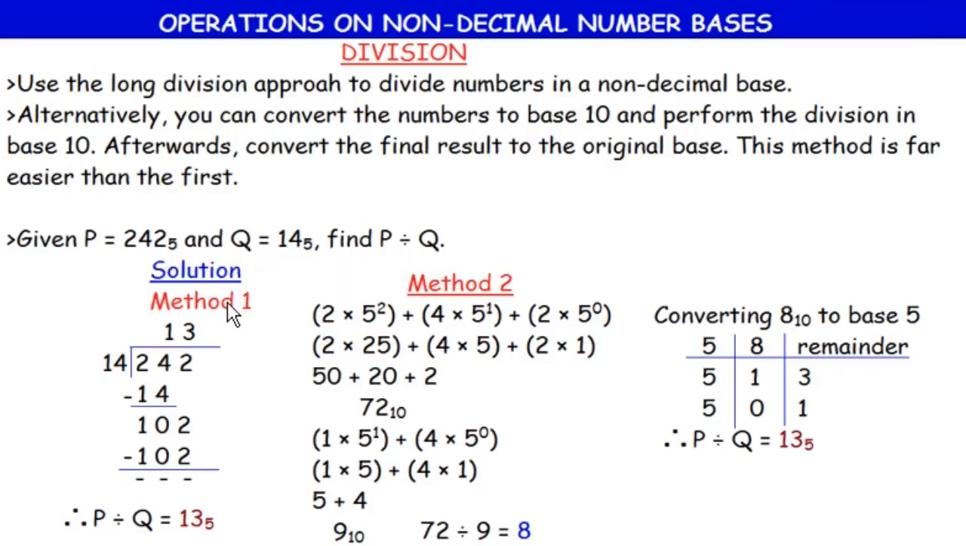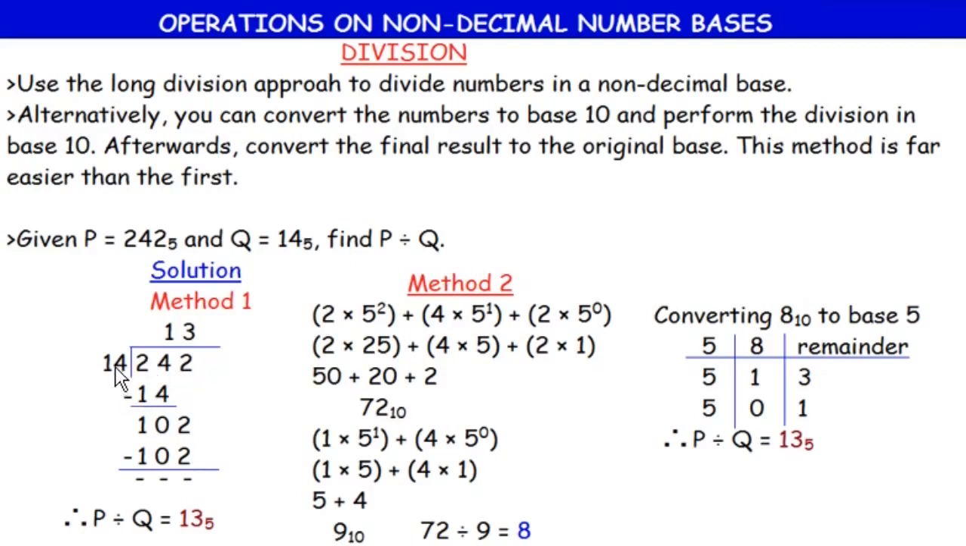So here we can use two different methods. Either we use the long division method, or we convert the individual numbers to base 10, divide in base 10, then convert back to base 5. So let's look at the long division method here. Obviously the dividend, or the first number, will be in the box, and then the second number comes outside. So we have 14, and then inside is 242. Bear in mind everything is in base 5.